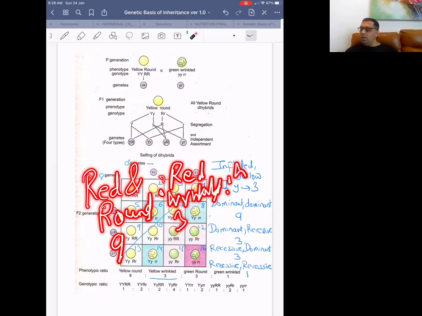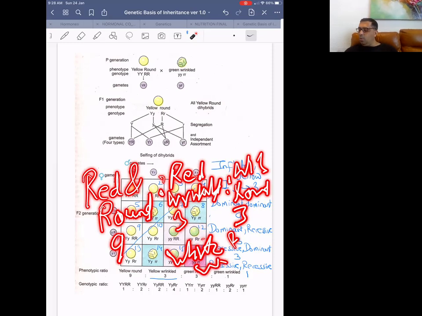White and round will be 3. And white and wrinkled will be 1. White and wrinkled will be 1.